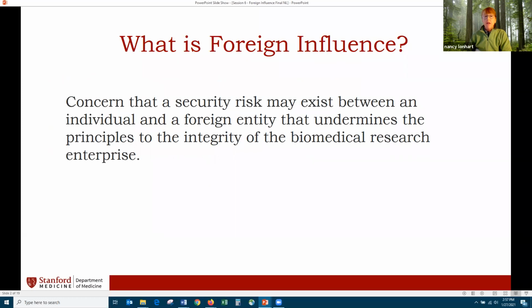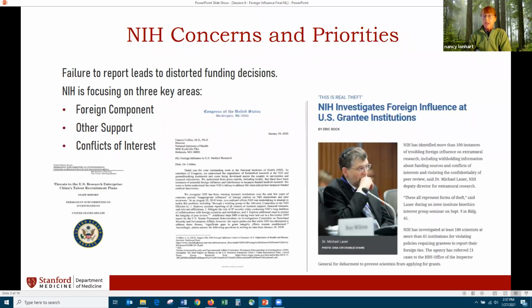And so when we move along, we want to ask ourselves, what is foreign influence? Well, it's the concern that a security risk may exist, and that can happen between an individual and a foreign entity, and it undermines the principles and integrity of the biomedical research enterprise. And this became very apparent when problems started to surface at the NIH. And Francis Collins, the director of the NIH, wrote a memo back in August of 2018, where he identified three key aspects of foreign influence that were creating great concern to the NIH.